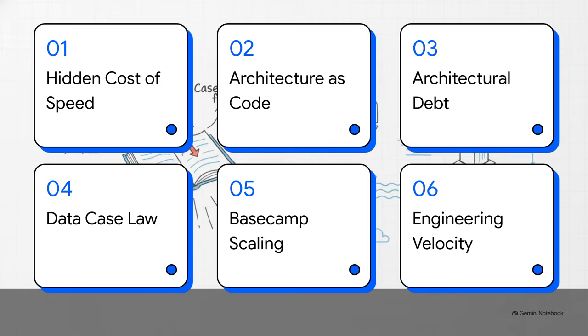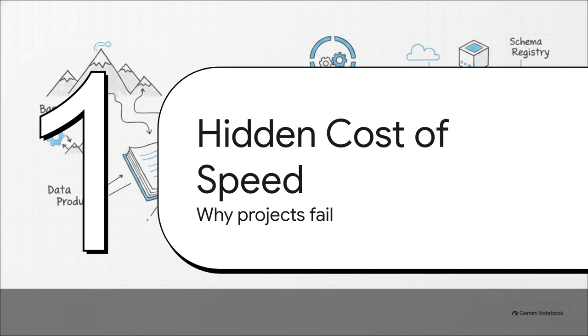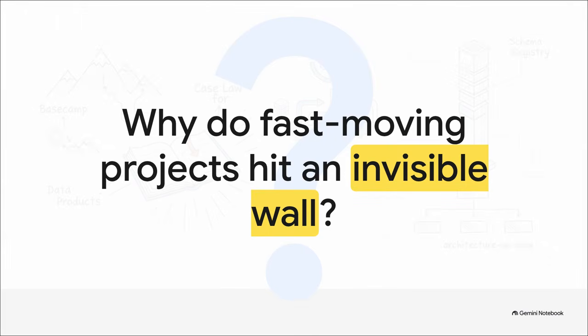All right, Section 1, the hidden cost of speed, or why fast-moving projects fail. We really need to start by shattering this illusion of speed that plagues so many fast-moving data engineering projects today. So, I've got to ask you, why do fast-moving data projects just suddenly hit an invisible wall?